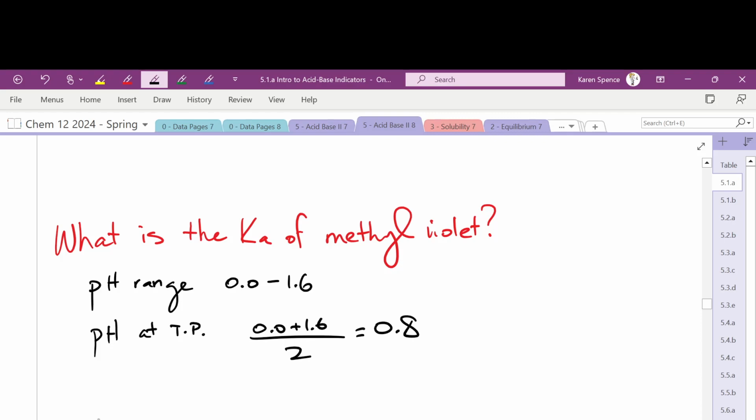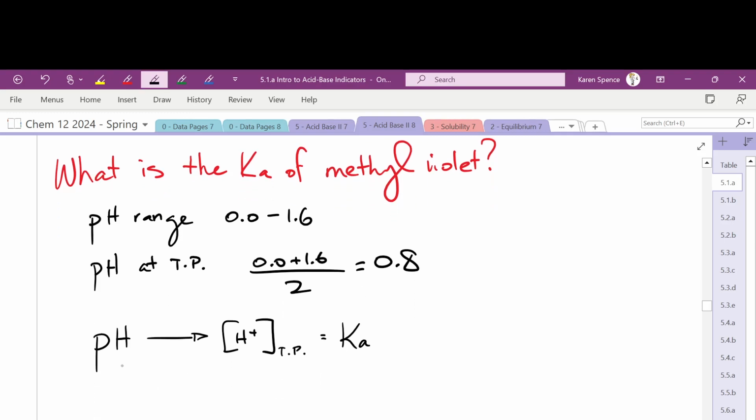What would you have to do to your pH? You would have to take the pH and change it into H plus. And then you would have to take your H plus. And what do you know about H plus at the transition point? It is equal to Ka. So that's pretty straightforward, yes? How do we go from pH to H plus? Tell your partner. Do you remember how to do that?